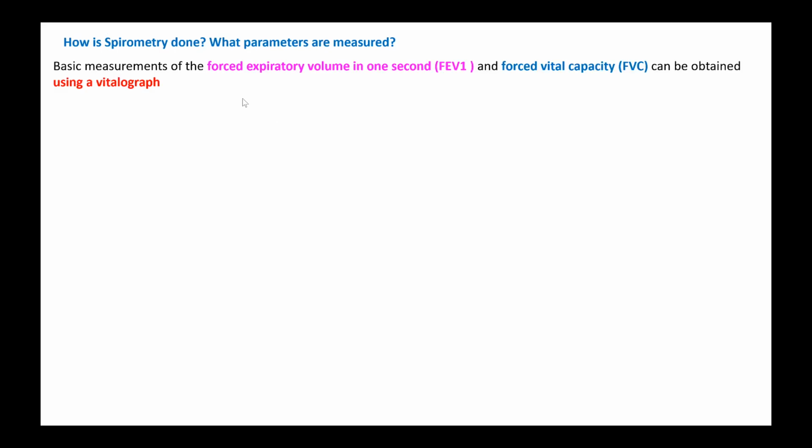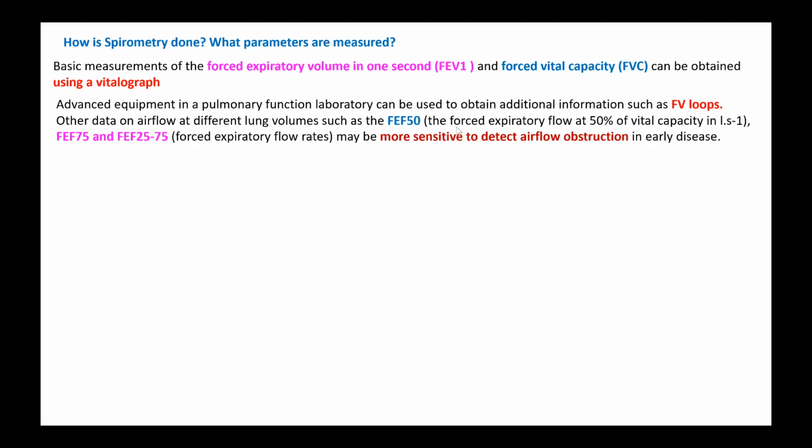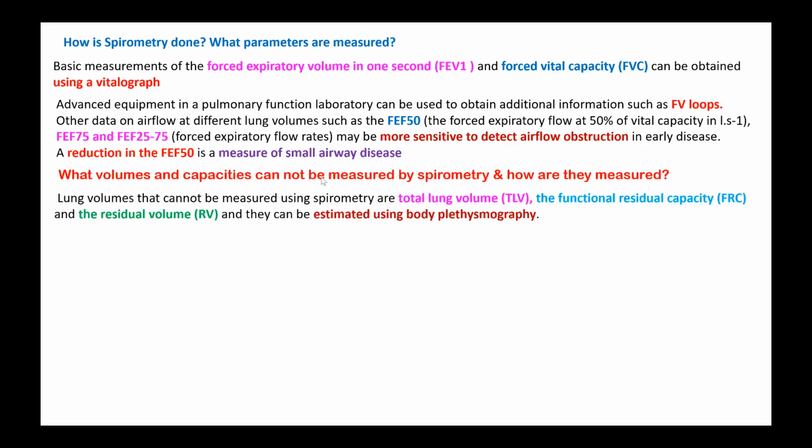So, the forced expiratory volume in 1 second and forced vital capacity are measured using an instrument called a spirometer. And it also creates the flow volume loops. It also measures the mid expiratory flow rate. And the volumes and capacities that are measured, that is where we classify them into static and dynamic. The static lung function measures the 4 volumes and 4 capacities.